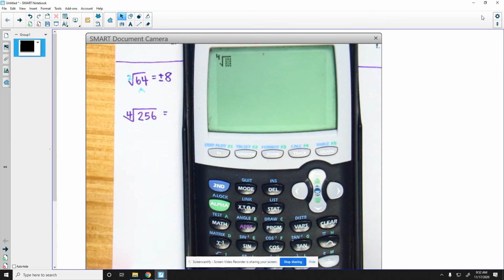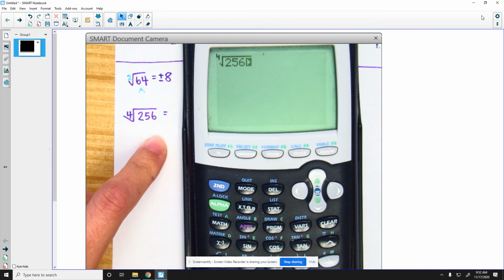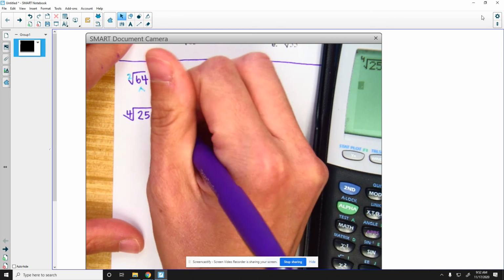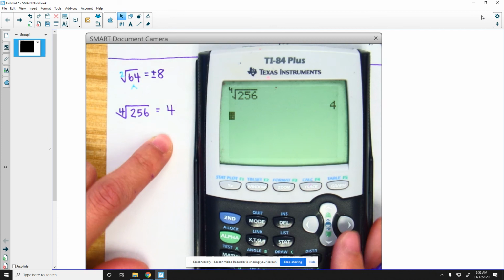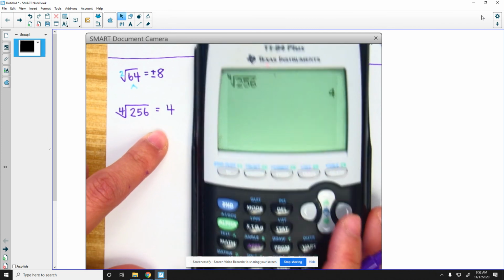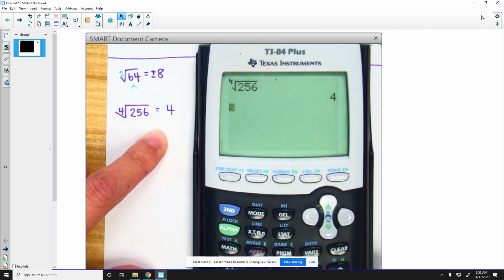Okay, so now you're going to type in 256, and then you're going to get the answer. Oh, so the answer is 4, kind of, not quite yet. But before I go into more detail, this is what you cannot do. Some kids are like, oh my gosh, that's so many buttons to press. I'm too lazy to do that.